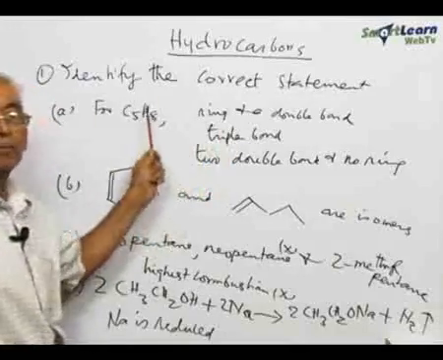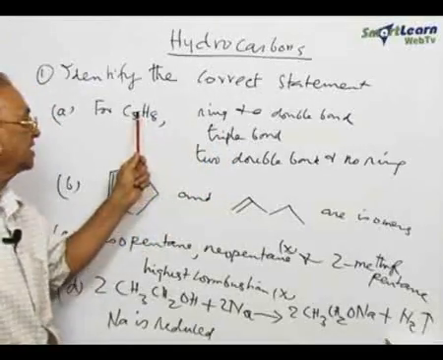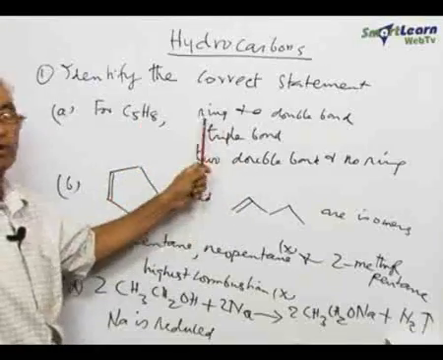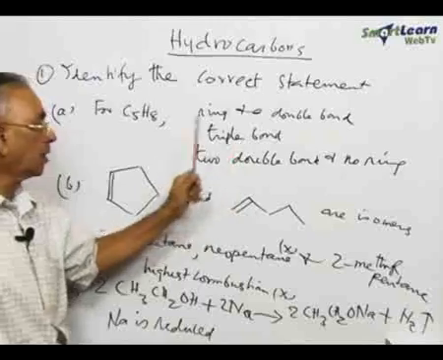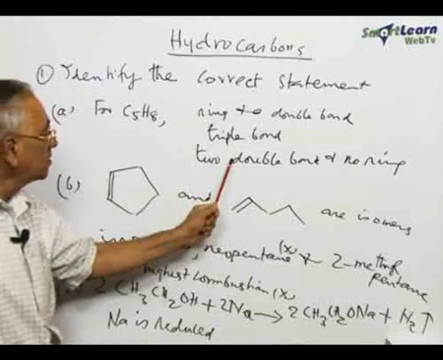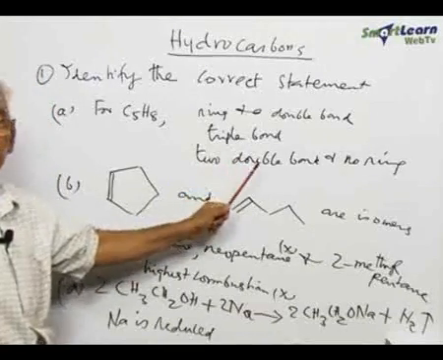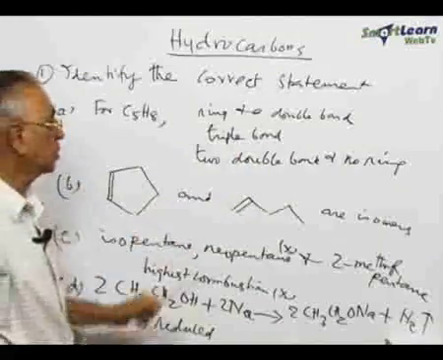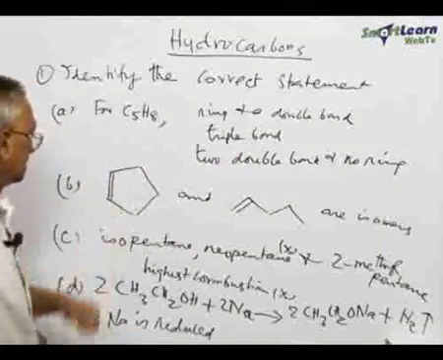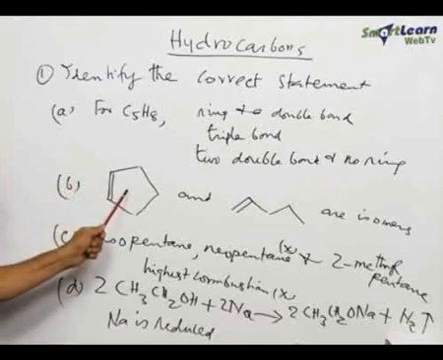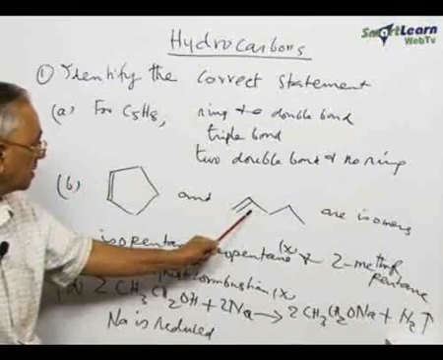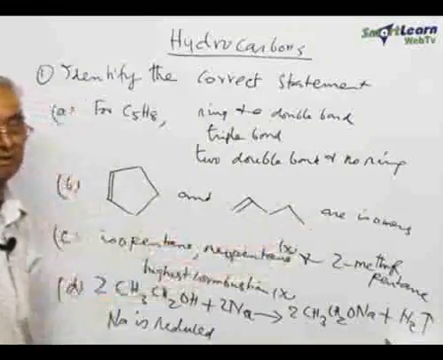That means a compound having the formula C5H8 can have 3 possibilities. One possibility is a ring and a double bond. It may be a triple bonded compound, or it will be a compound with 2 double bonds and no ring structure. That is one. The second one is the 2 structures, namely this is cyclopentene and this is 1-pentene, they are all isomers.